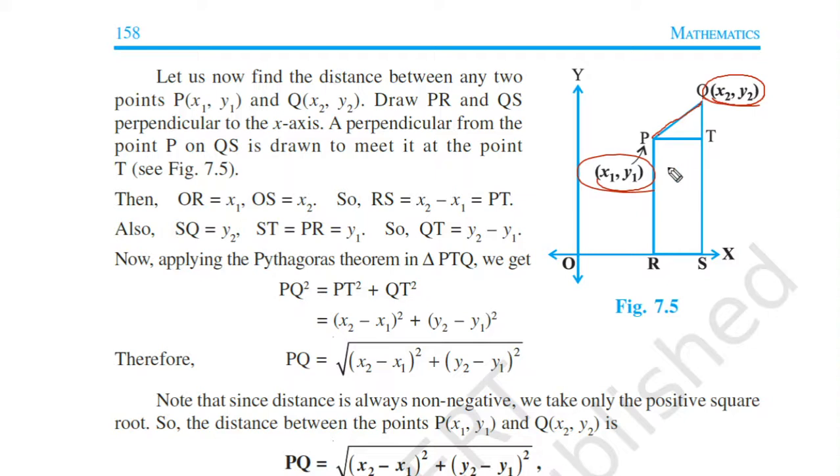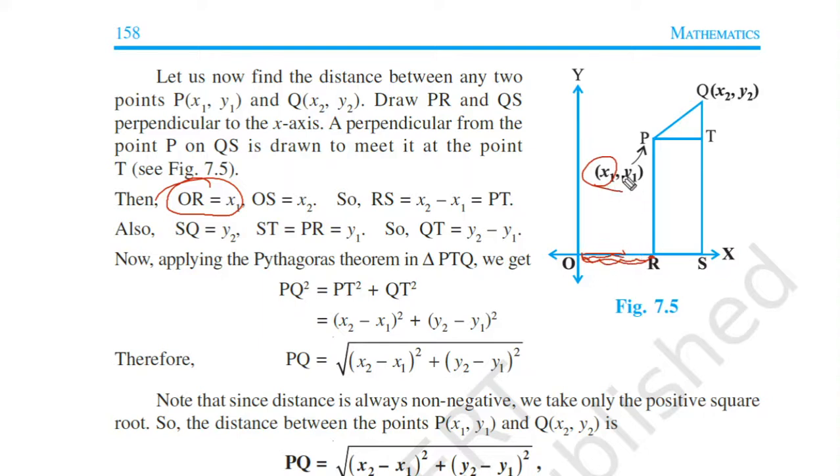Okay. So, first what we will do? First we will find the length of OR, then OS. Okay, then find RS, and RS will be equal to PT. Okay, so let's start here. Here first we will write OR, length of OR is equal to the x coordinate, that is x1, isn't it?